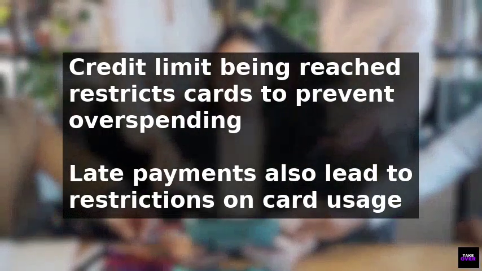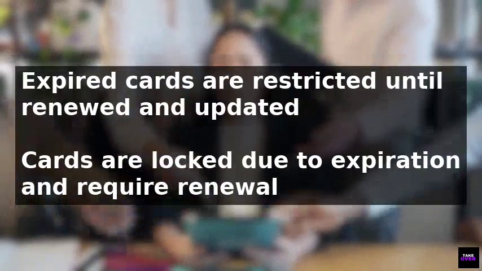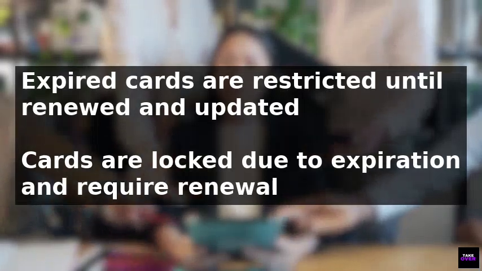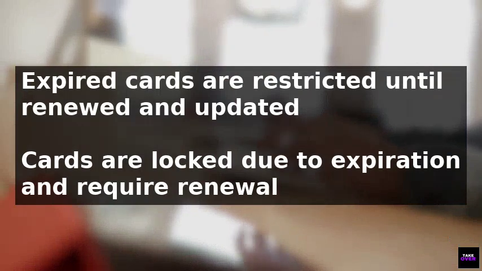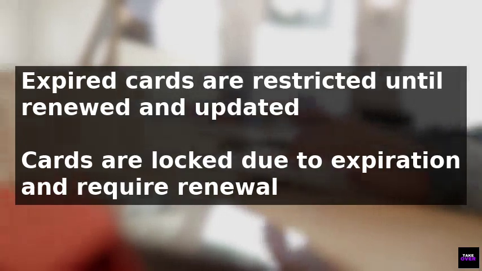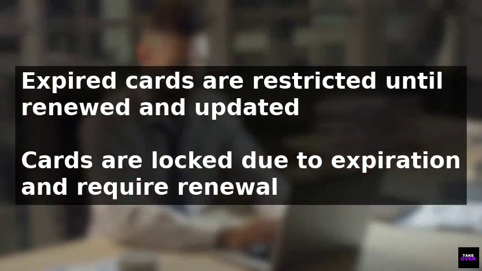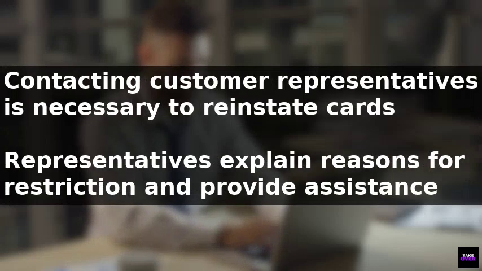To reinstate a restricted Capital One card, it is necessary to contact a customer representative by dialing a specific phone number. Upon contacting the representative, it is essential to inform them that the credit card is locked, and they will explain the reason for the restriction and provide assistance in reinstating the card. By following these steps, it is possible to resolve the issue and regain access to the card.